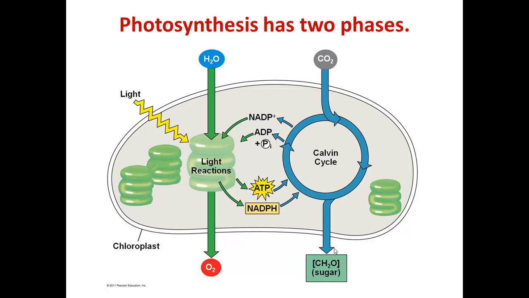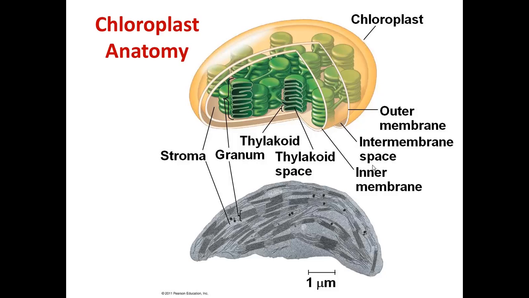And you can see here that these occur at different places within the chloroplast. So the light reactions occur within the thylakoids that contain chlorophyll, whereas the Calvin cycle occurs within the stroma, which is the liquid part inside the double membrane of the chloroplast.